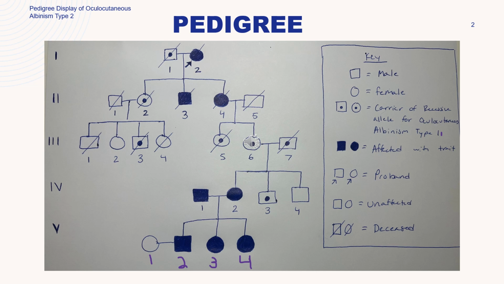The female with albinism reproduces with a male with albinism. Since they both have the genotype aa, all of their children will have the same genotype and then will have the phenotype of albinism as a result. This is shown in generation 5 of the pedigree.